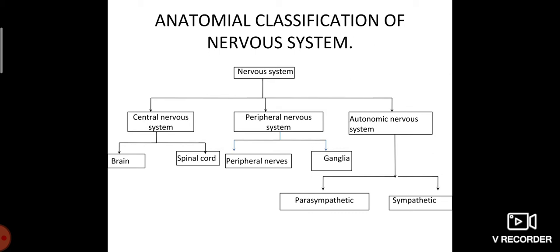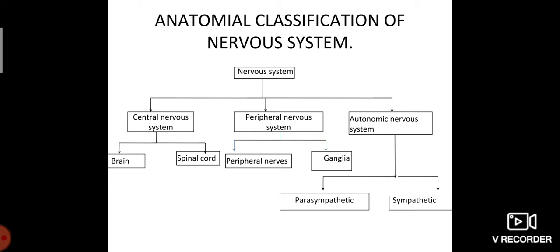The peripheral nervous system consists of tributaries arising from the central nervous system. Tributaries means the branches from the brain and branches from the spinal cord, that is, cranial nerves and spinal nerves. Spinal nerves are called peripheral nerves. These are tributaries arising from the brain and spinal cord, and the peripheral nervous system constitutes the cranial nerves as well as peripheral nerves along with ganglia.